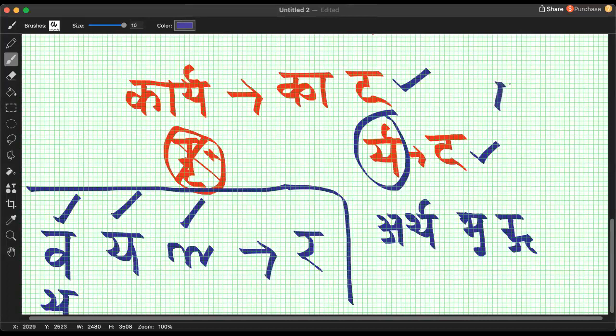The right leg of the pi is slightly longer than the left one. The left is open type here, like this. And this also you simply have to memorize. That's it, you have to just remember.